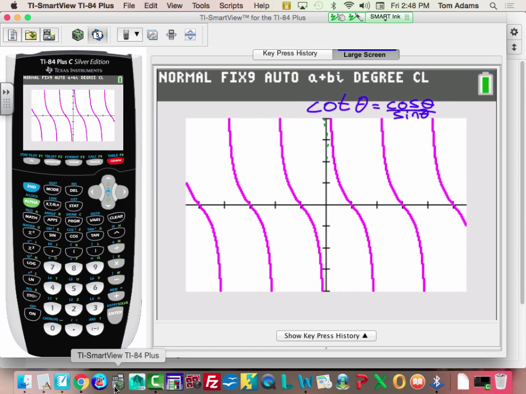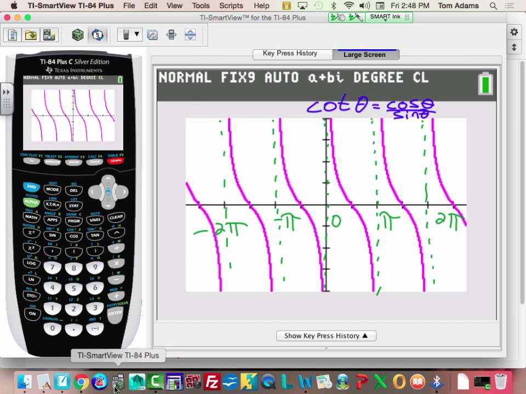I got a vertical asymptote at 0. I got a vertical asymptote at pi. I got a vertical asymptote at 2 pi. I got a vertical asymptote at negative pi and negative 2 pi. Negative 2 pi, negative pi, 0, pi, and 2 pi.